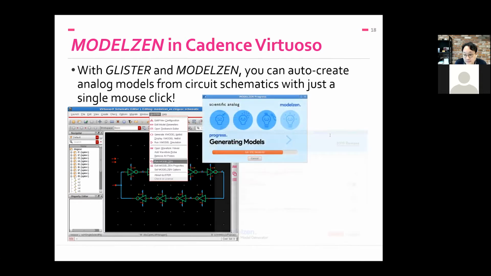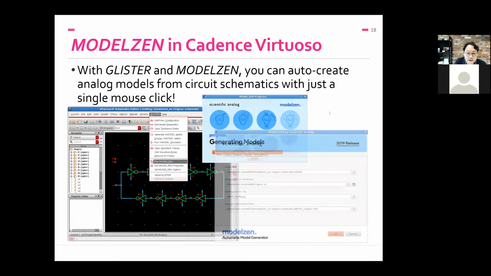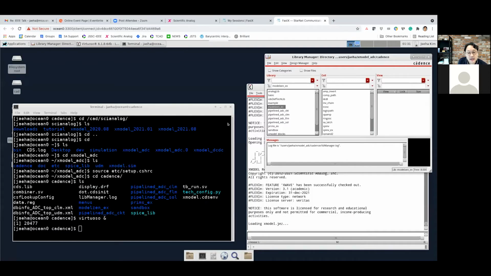What I have on the slide is a two-stage op-amp. It's a very small circuit. And the way of generating model from the circuit is just press this button that says run Model Zen. And when you do that, it will first extract SPICE netlist or Spectre netlist from the schematic. And it will parse that netlist into a set of circuit elements.